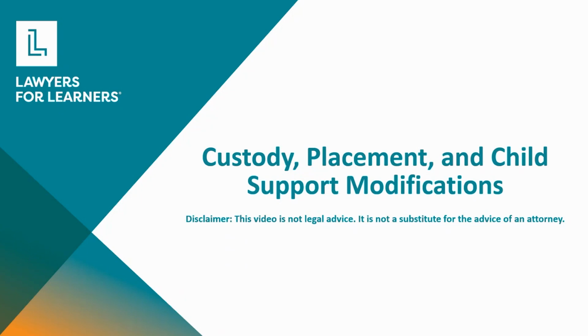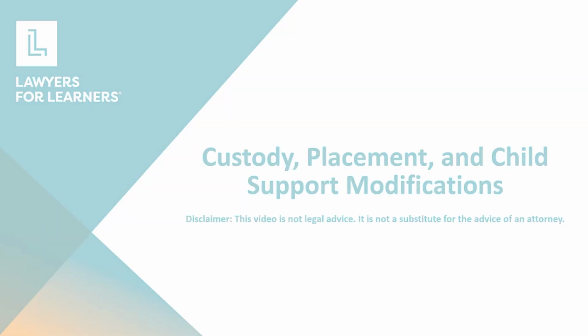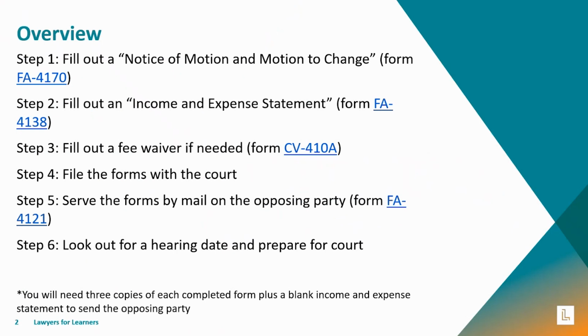Today, we will give an overview of how to file a motion to modify legal custody, physical placement, or child support. To begin a motion to modify, you must fill out a notice of motion and motion to change. This is Form FA 4170. All the forms we mentioned can be found linked below. The purpose of this form is to make the other party aware that you are filing a motion and to let them know what changes you are asking for.